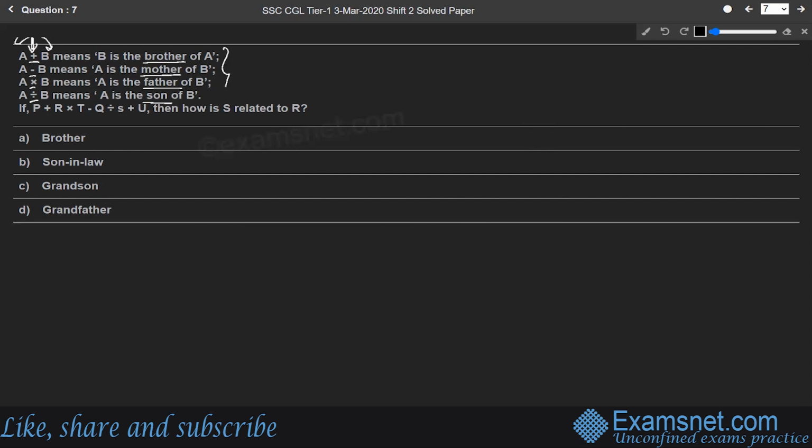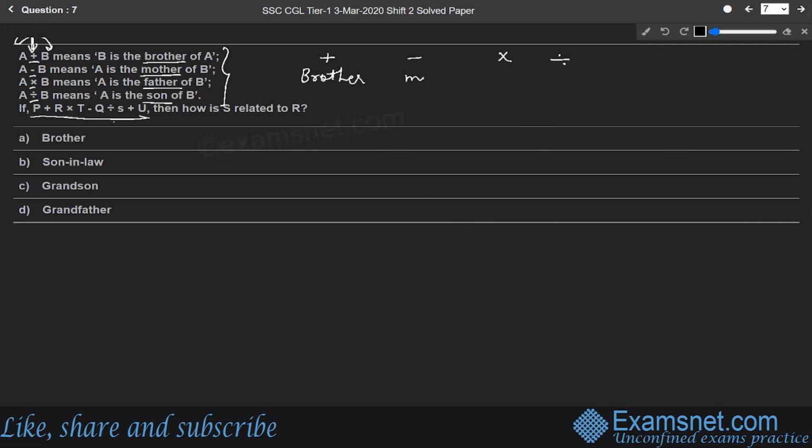So we have to use this concept in order to identify the relationship between P, R, T, Q and S and U. Okay. So firstly, let us write all the symbols and their meanings. Okay. So symbols are plus, minus, multiplication and divide. Plus means brother.